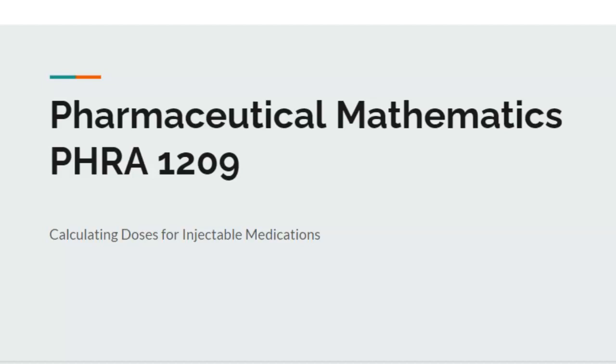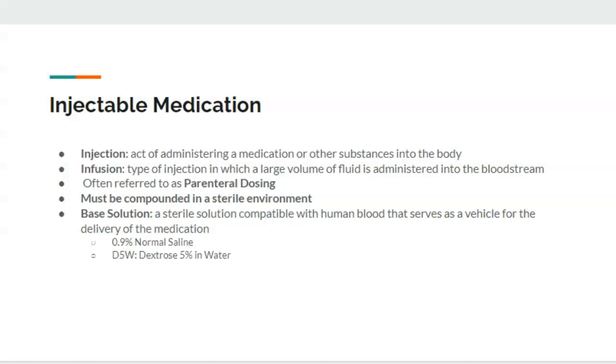Okay, so today we're going to talk about calculating doses for injectable medications. I'm going to give you a little bit of overview on this first before we start getting into the calculations. Injectable medications are referred to as injections and infusions.